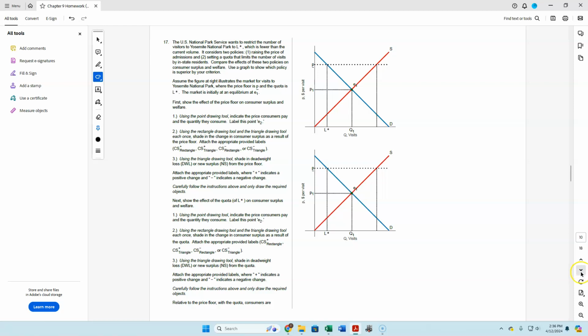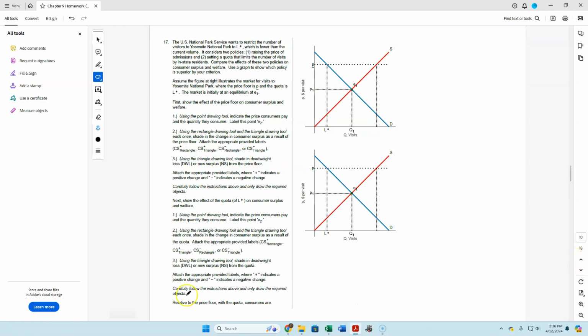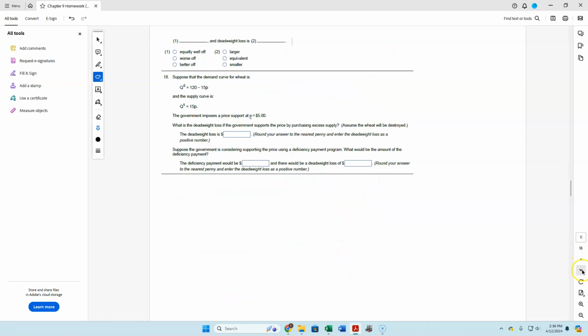Okay, now we've got a somewhat similar discussion here with the National Park Service. Same kind of discussion going on, where we are essentially calculating areas of triangles and comparing. It wants us to do this relative to the price floor. What do we get with a quota? Again, the difference between the two is that with the price floor, we are making the price artificially higher to be able to lower the quantity, versus just saying no, the quantity is going to be lower.